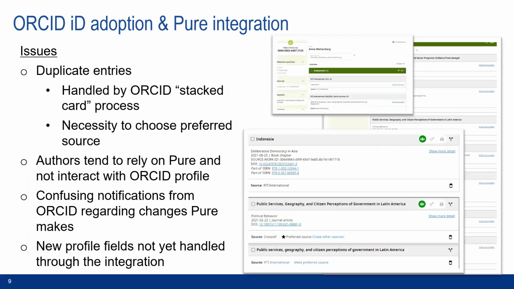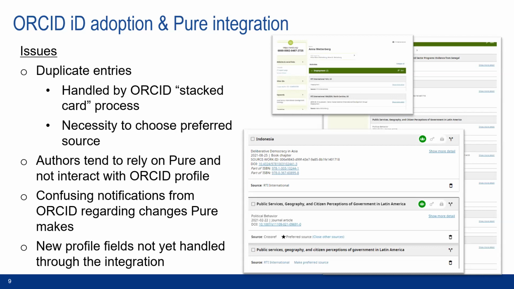This is an example of what it looks like when it goes over from Pure into ORCID. It puts in their employment information. It adds those records, they're highlighted there. If the researchers already have that information coming in from another source or have added it manually, it will be in that stacked card process that ORCID has, and they have to choose the preferred source. So they can say which one they want at one point, and then that'll apply to all of them, or they can do it on each individual record.